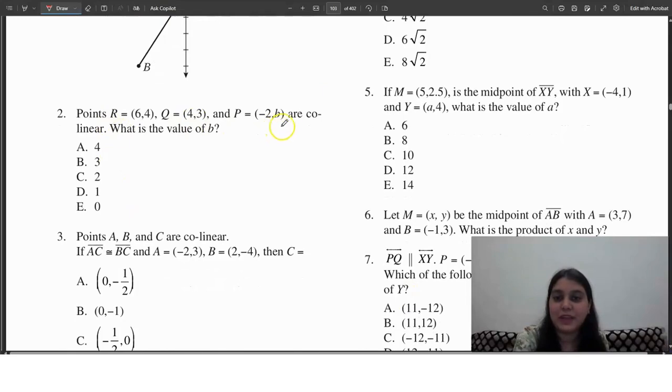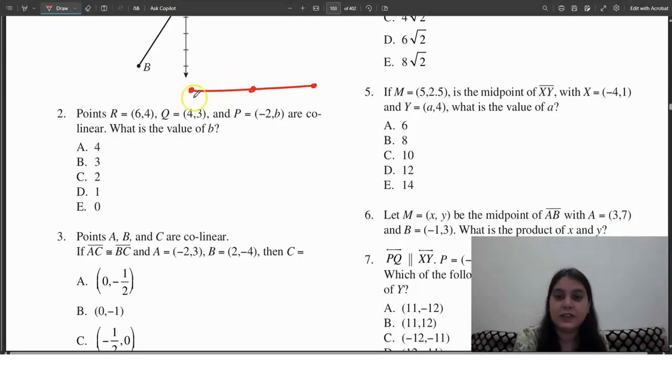Points R, Q and P are collinear. What is the value of B? So these points are collinear. Collinear means they lie on the same line. So for points lying on the same line, there are many methods to solve this. One is we can use the area of triangle formula. If it's 0, then they're in the same line.